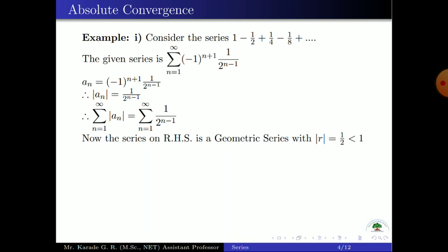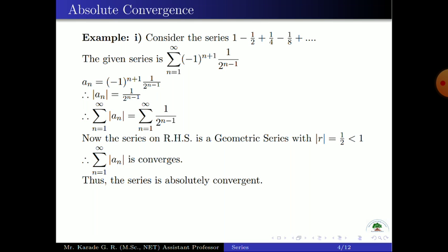Therefore, by the theorem on the geometric series, we can say that the series summation mod a_n, n runs from 1 to infinity, is convergent. Thus, the series is absolutely convergent. The given series is absolutely convergent because its absolute series is convergent.